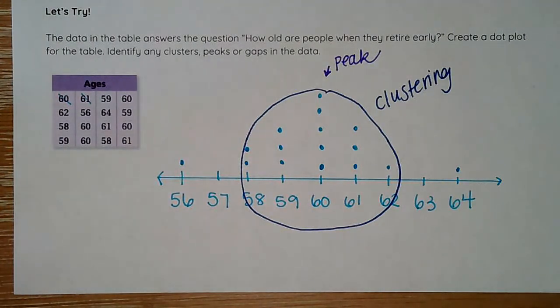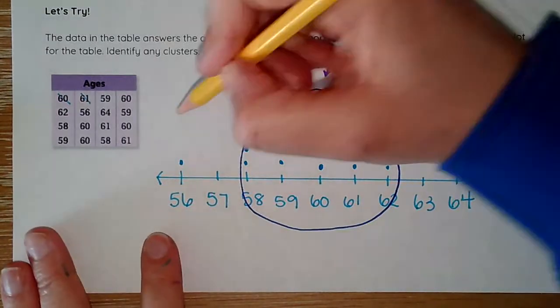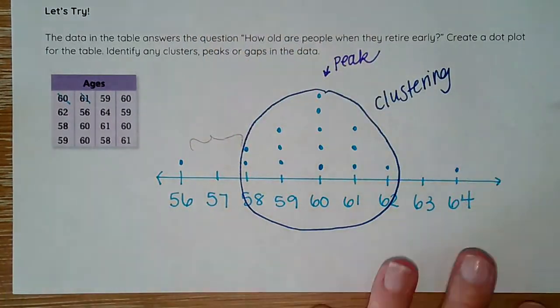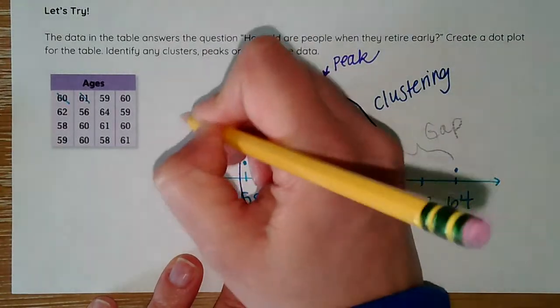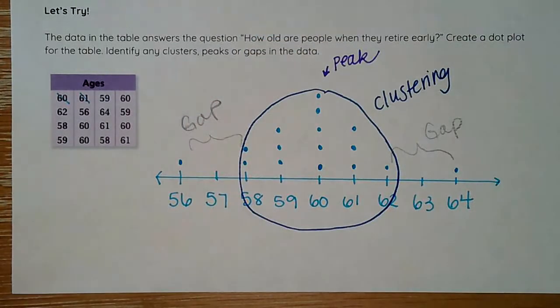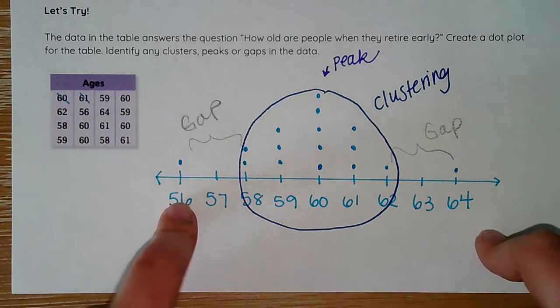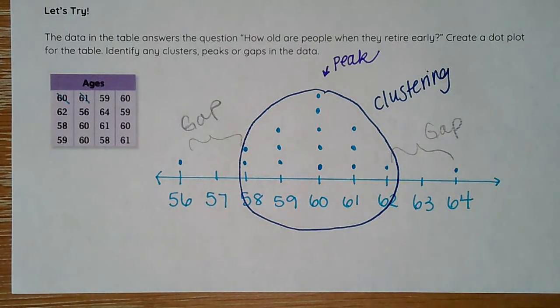And then lastly, we've got these gaps. So there's a gap between 56 and 58, and 62 and 64. We've got some gaps. So that may tell us a couple of different things about those data points. Maybe we want to look into them a little bit more. But for now, we just note that there are gaps.